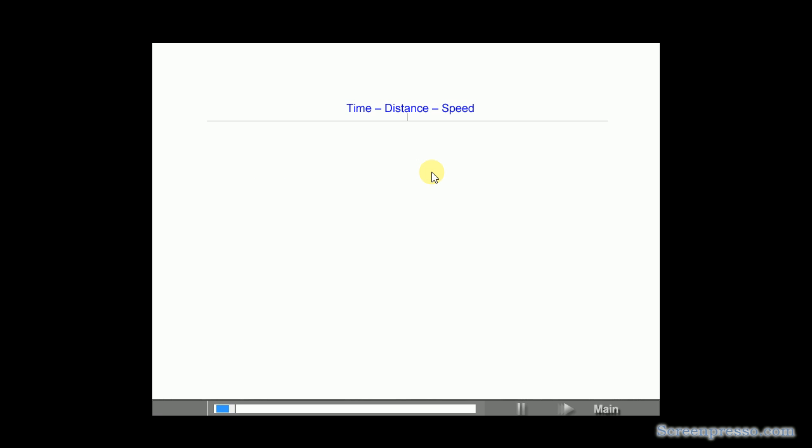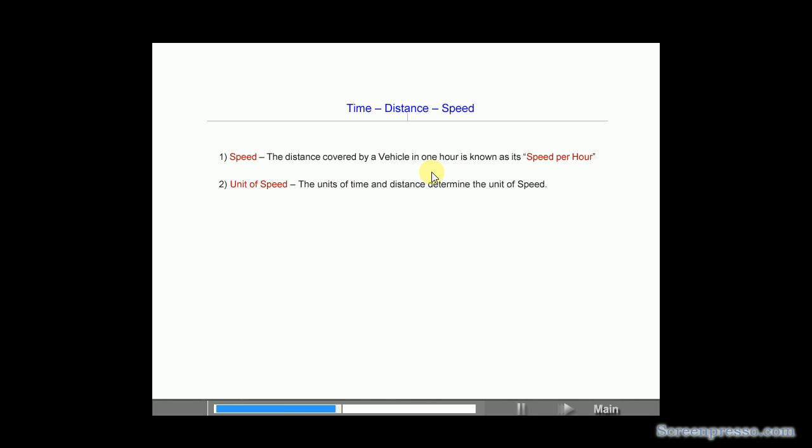Time, distance, speed. Speed. The distance covered by a vehicle in 1 hour is known as its speed per hour. Unit of speed. The units of time and distance determine the unit of speed. Speed can be measured in units such as kilometers per hour, meters per minute, and meters per second.